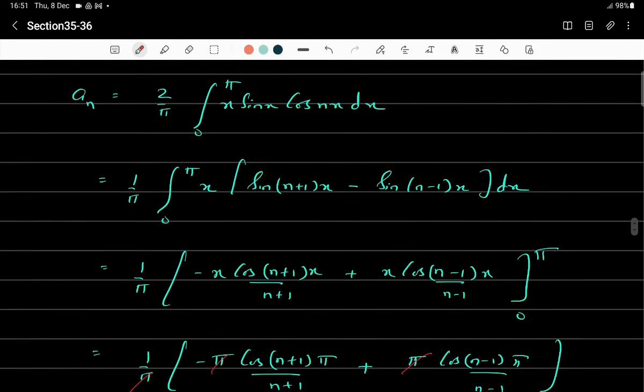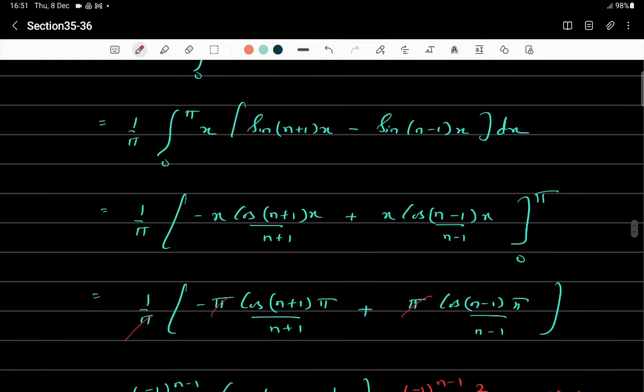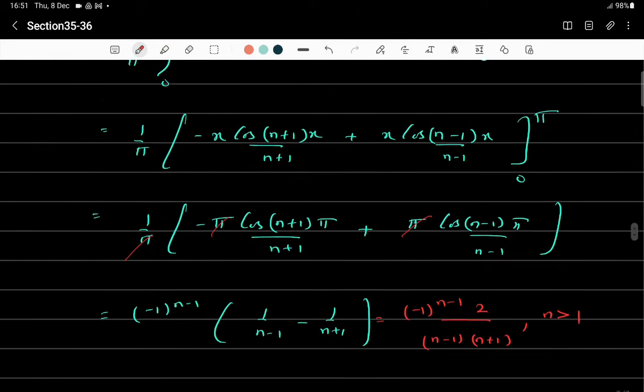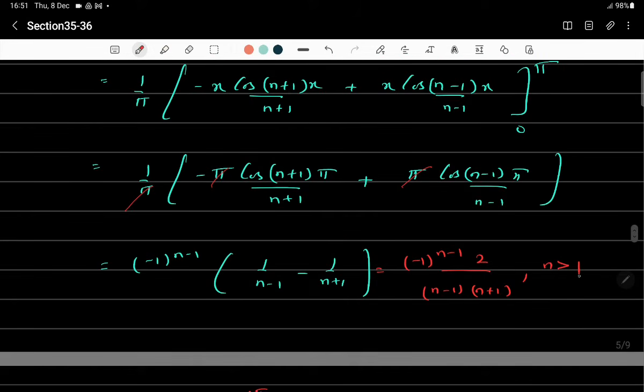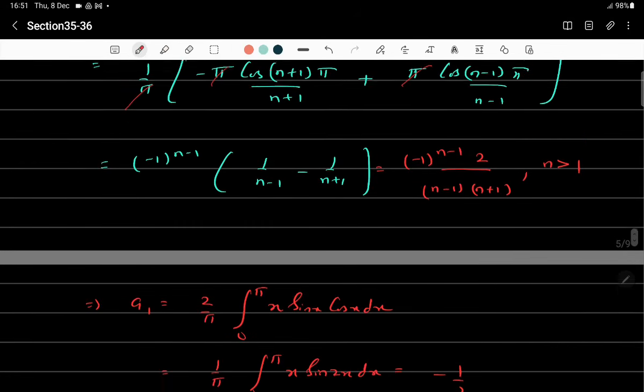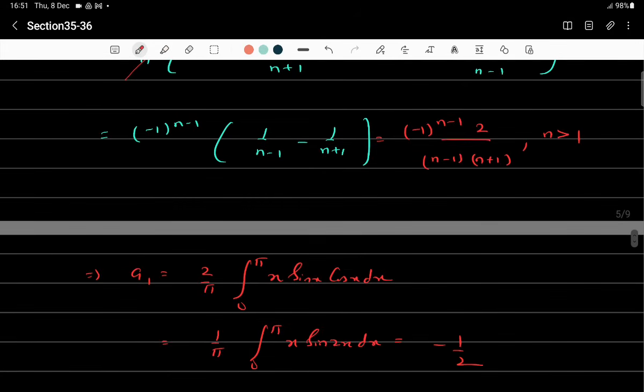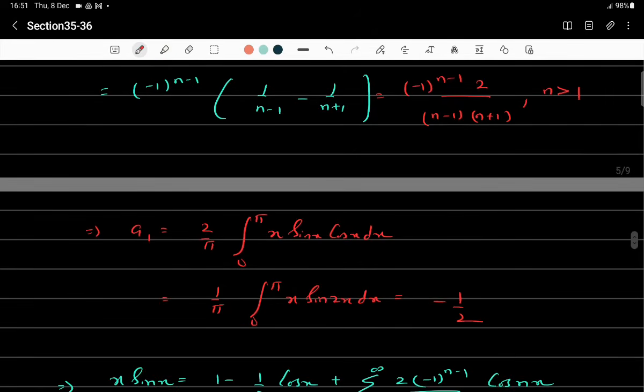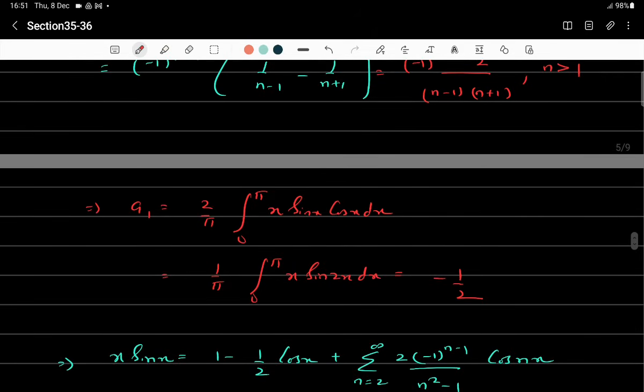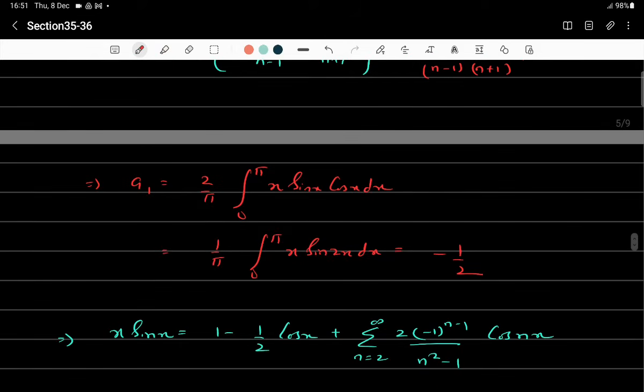Again in the an, in the denominator I will get n minus 1. That's why I have to compute a1 separately. So I clearly mentioned n greater than 1 when I computed an, and then I compute a1 separately, which comes out to be minus half. So this gives me the required cosine series of x sine x. Yes, please do verify your answer.